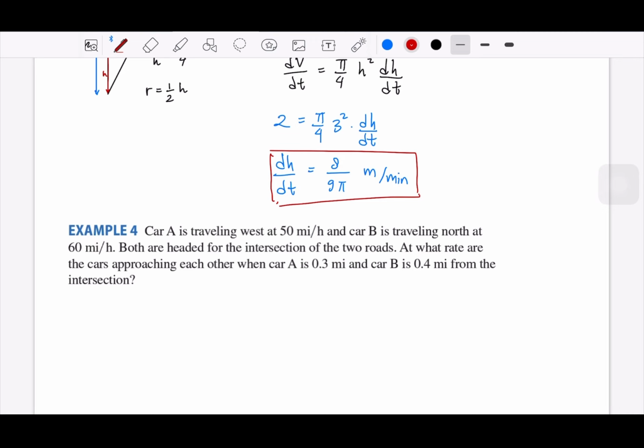Okay, first thing, maybe drawing some pictures, like car is traveling west. So A is traveling west, maybe west is here, okay. And B is traveling north, maybe here. They meet at this intersection. And you can denote the distance with some symbols, but I think you can just name it as A and B, and then you have dA/dt and dB/dt for each velocity.